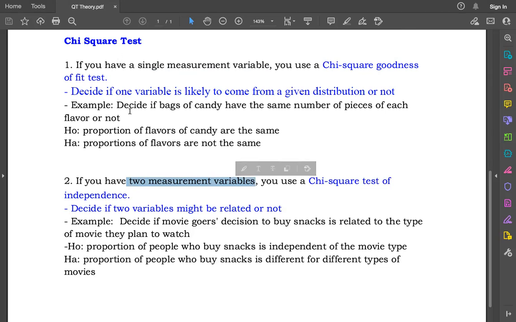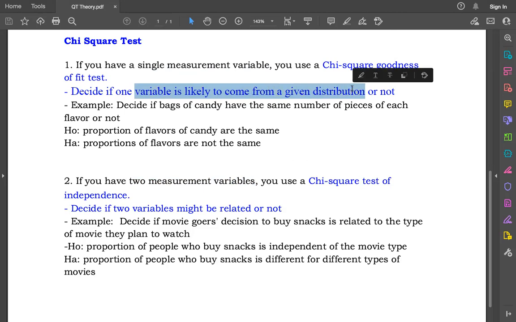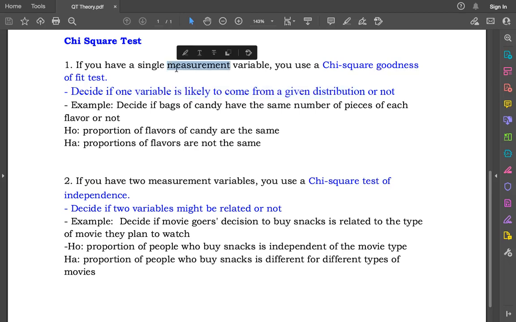So goodness of fit is basically used to decide if one variable is likely to come from a given distribution or not. For a very simple example, I've written that if you want to decide if bags of candy have the same number of pieces or not, you only have a single measurement variable right here, which is the number of candy pieces in the bags.